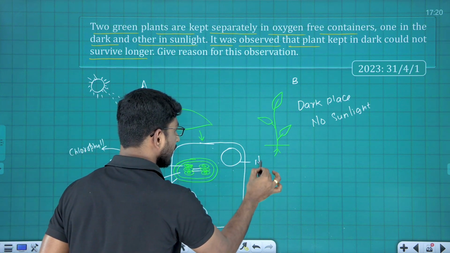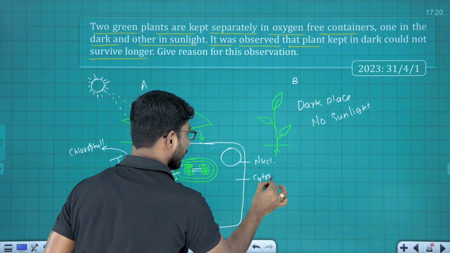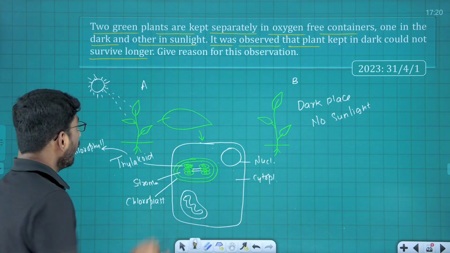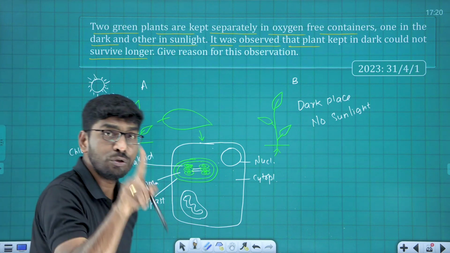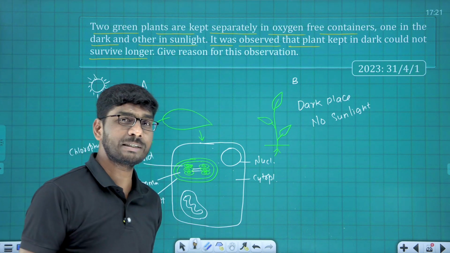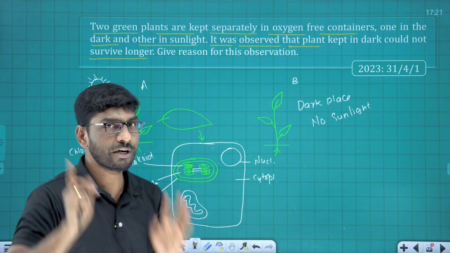This is a nucleus. And this one is called cytoplasm. Fine. Plant cell. Now, when it traps the sunlight, we know that for photosynthesis two inorganic substances are required. What are they? Water and also carbon dioxide, right?